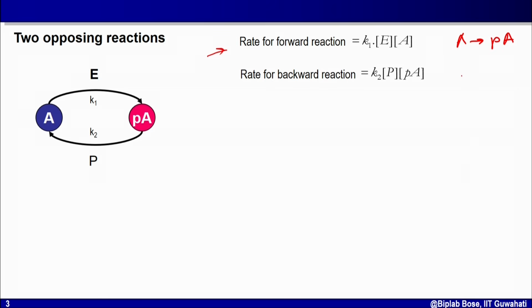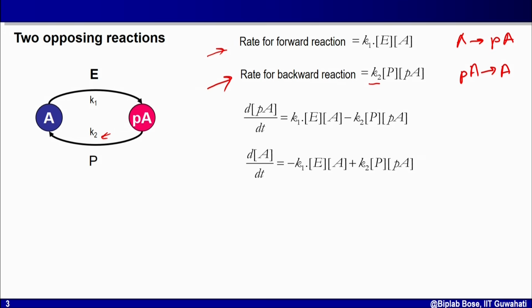Similarly, the backward reaction, PA to A, is catalyzed by the phosphatase. The enzyme is phosphatase here, so that is P. So the rate of the backward reaction is equal to K2 into P, that is the concentration of the phosphatase, into PA, the concentration of phosphorylated A. So K2 here is the rate constant for the backward reaction. So if I combine these forward and backward reaction rates, then I get the ODE for both the variables, that is for PA and A.